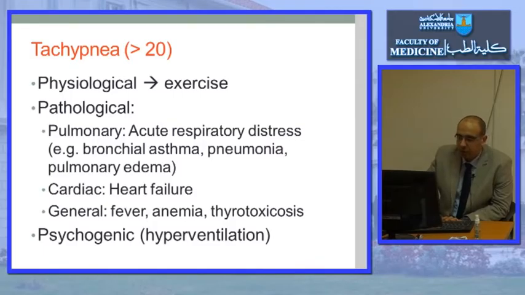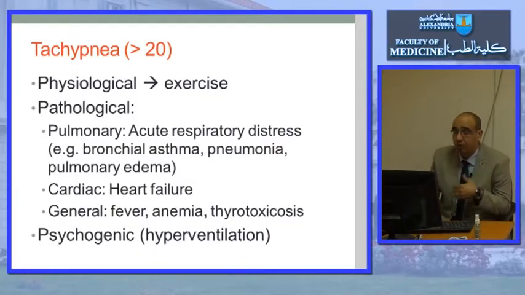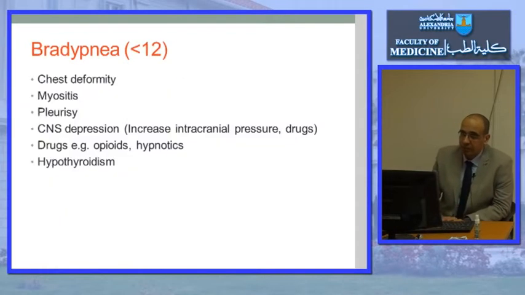If there is some pathological cause like acute respiratory distress, bronchial asthma, pneumonia, pulmonary edema, where the patient cannot take his breath, or heart failure, fever, anemia, thyrotoxicosis, or psychogenic causes. When there is anxiety, it will cause increased respiratory rate.